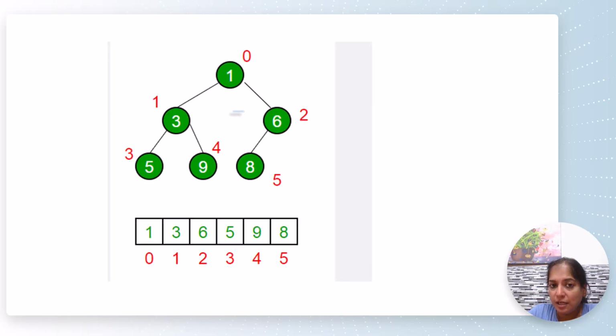Again, this is a heap. It is a min heap because its root node has the smallest value. So 1 is less than 3 and 6, 3 is less than 5 and 9, and 6 is less than 8. As you can see, it is a complete binary tree because each node has at most 2 children and each level is completely filled except the last level. So if you store this heap in the array: 1, 3, 6, 5, 9, 8. By level order traversal, we can store this heap in the array.